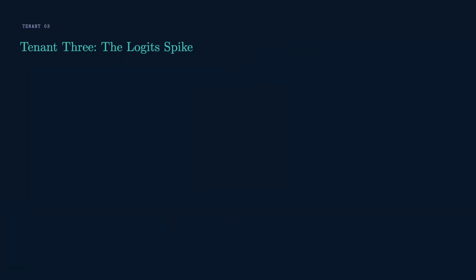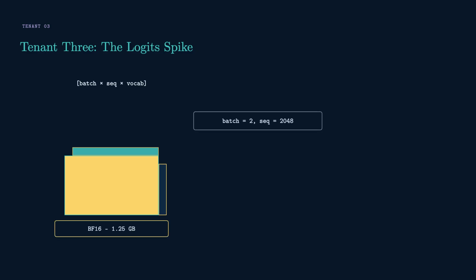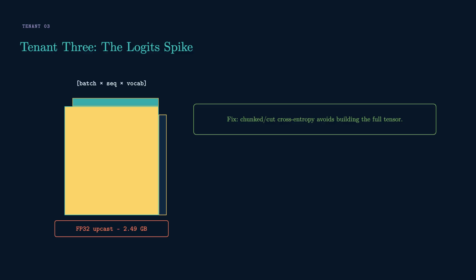Tenant 3, the logit spike. Cross-entropy loss needs a tensor shaped batch by sequence by vocabulary size, 1.25 GB in BF16 at batch 2, sequence 2048. But current Hugging Face loss code upcasts to FP32 first, so in practice you're closer to 2.49. The fix is chunked or cut cross-entropy, which never builds the full tensor.